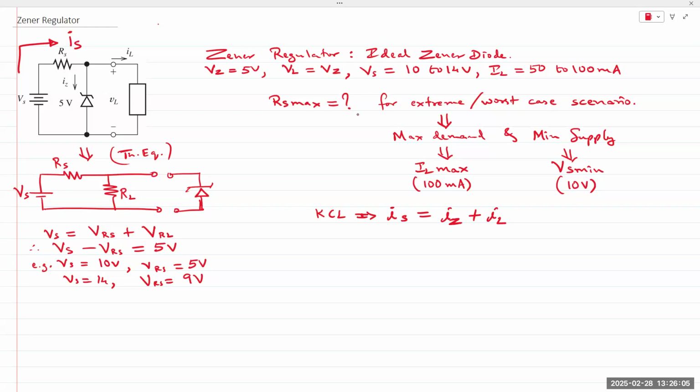Now, if supply is minimum, load demand is maximum, what should be my IZ? Should be a big fat egg, 0. Which again, eggs are very expensive nowadays. So I'm sure there's a joke in there somewhere.